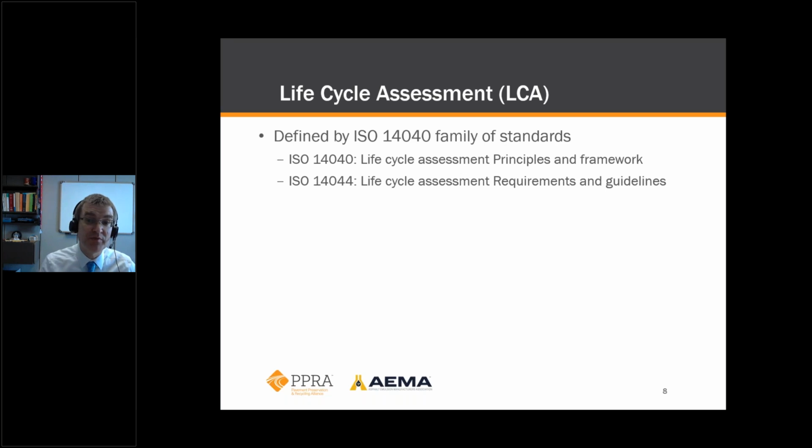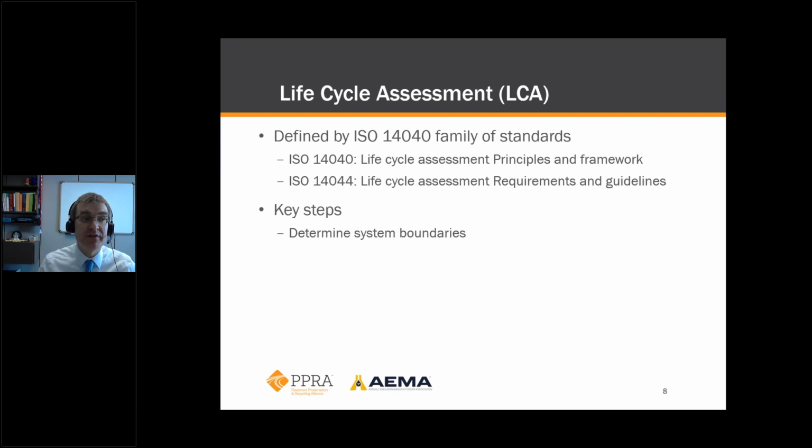So when you hear people talking about life cycle assessments, if they're not following ISO 14040 or 14044, then they're probably not doing a life cycle assessment in a complementary way to all of the life cycle assessments that are currently out there. And so ISO 14040 is the life cycle assessment principles and framework, and 14044 is the life cycle assessment requirements and guidelines.